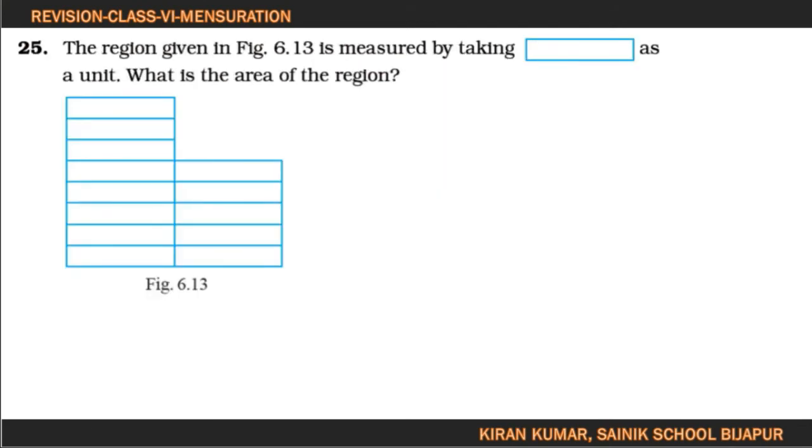Question number 25. The region given in figure 6.13 is measured by taking one rectangular strip as a unit. What is the area of the region? So we need to find out how many rectangular shapes are there in this figure. Let's count that. 1, 2, 3, 4, 5, 6, 7, 8, 9, 10, 11, 12 and 13. Since there are 13 rectangular shapes, the area will be equal to 13 square units.